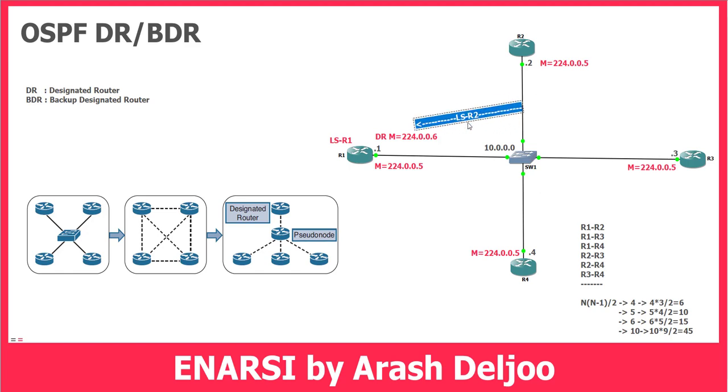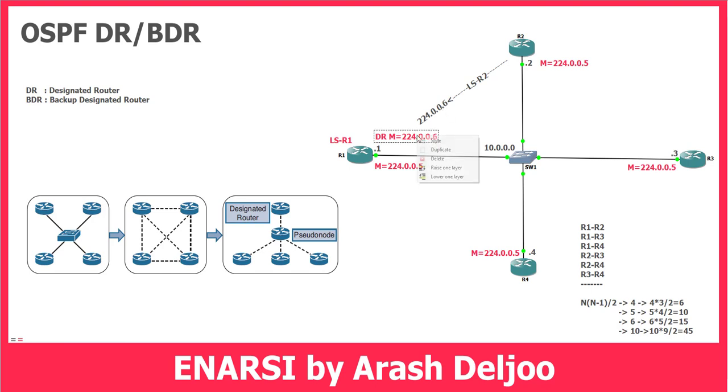For example, the link state of R2 is sent from R2 to router 1 in one packet. The destination IP address of this packet is 224.0.0.6, not 224.0.0.5. Why? Because we want to send this update only to the DR. This IP address is only available on the DR.